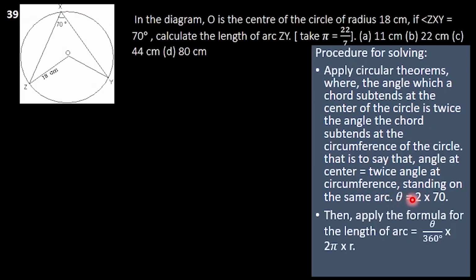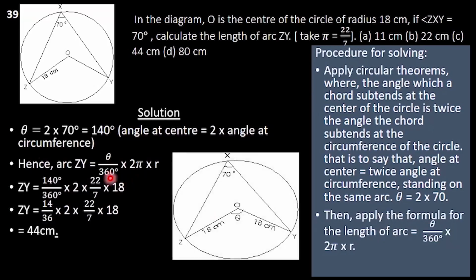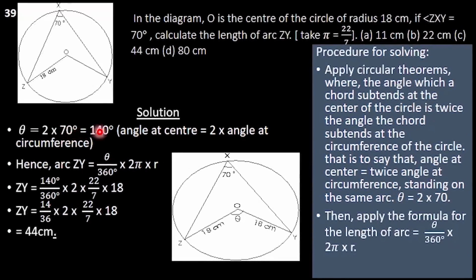Then apply the formula for the length of arc, which is equal to theta over 360 degrees times 2 pi times r. The solution now: you have theta equal to 2 times 70 degrees, which is equal to 140 degrees. Angle at center is equal to 2 times angle at circumference. That is, 2 times this angle is this angle. Hence, arc ZY is equal to theta over 360 degrees times 2 pi times r.